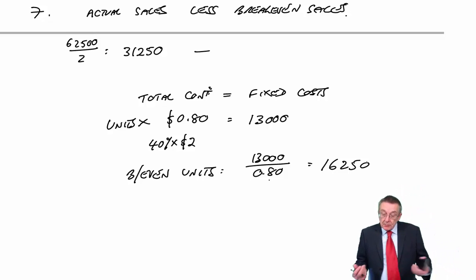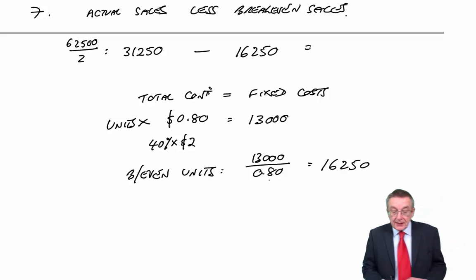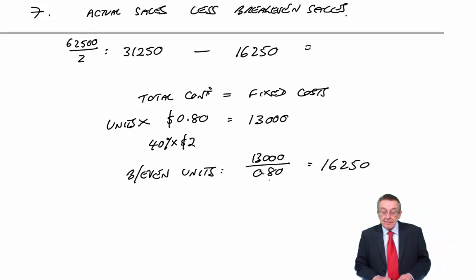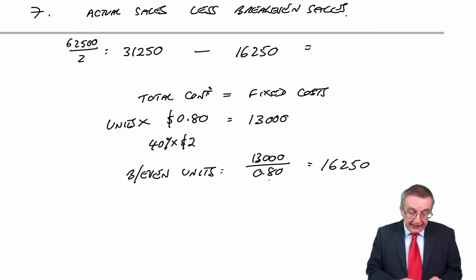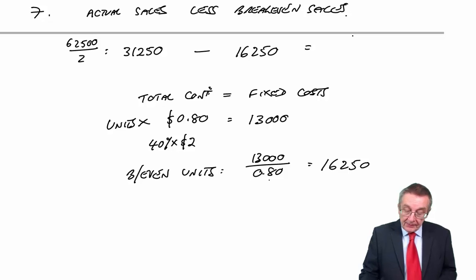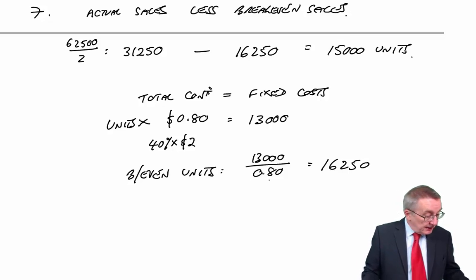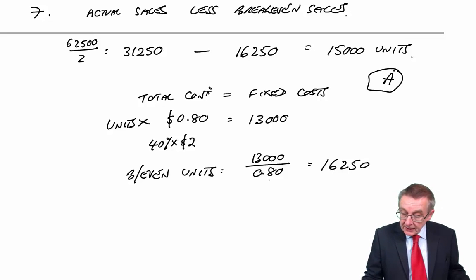And now we've got it. To break even, we need to sell 16,250. We're actually selling 31,250. And so the margin of safety, the difference, is 15,000 units. Which is that one of the choices? Yes, it is. The answer is A.